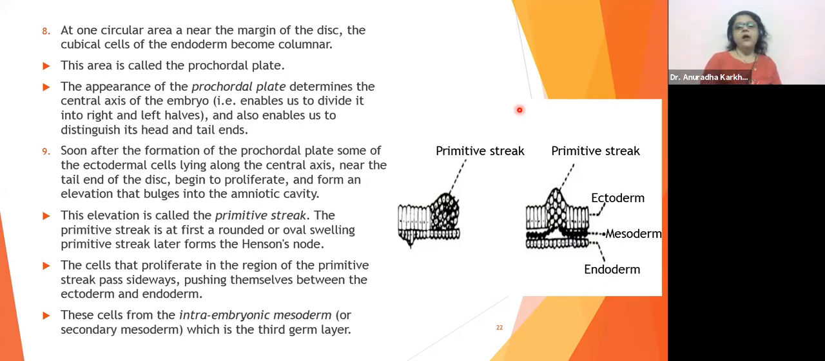Between the ectoderm and the endoderm, these cells form the intra-embryonic mesoderm or secondary mesoderm, which is the third germ layer. So in this way, the mesoderm used in embryo formation is going to be purely the one sandwiched between ectoderm and endoderm. That is going to be the mesoderm, which is going to help in organ formation.